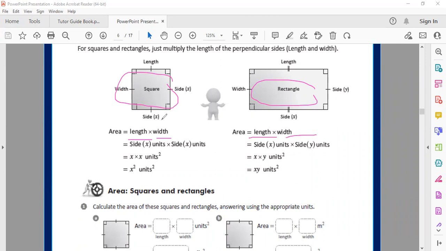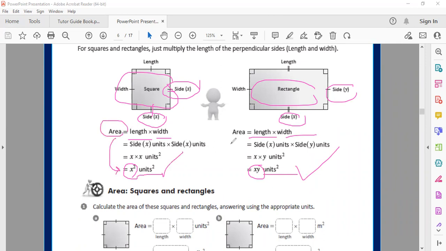At Form 1, they don't give you numbers, we give you algebra, x and x. Why? Because the side is the same. Over here, x and y. So x times y, unit squared. x squared units. That's the area for a square. This is the area for a rectangle. Do you understand this algebra? If you can, give me a thumbs up. Teacher, I cannot understand.